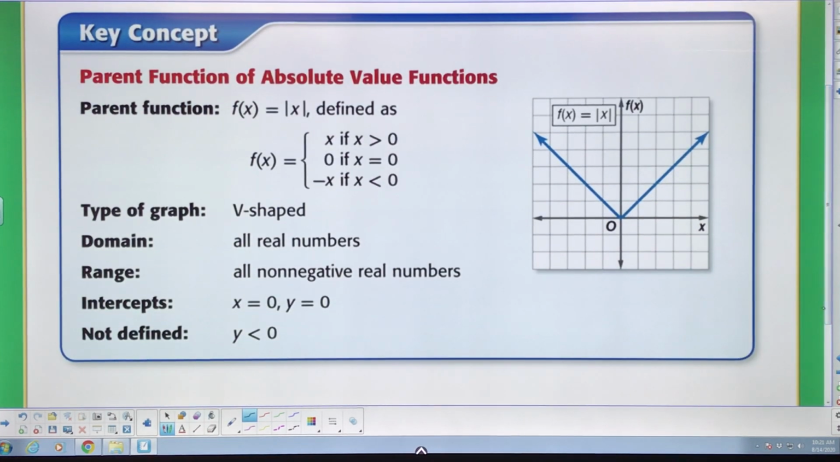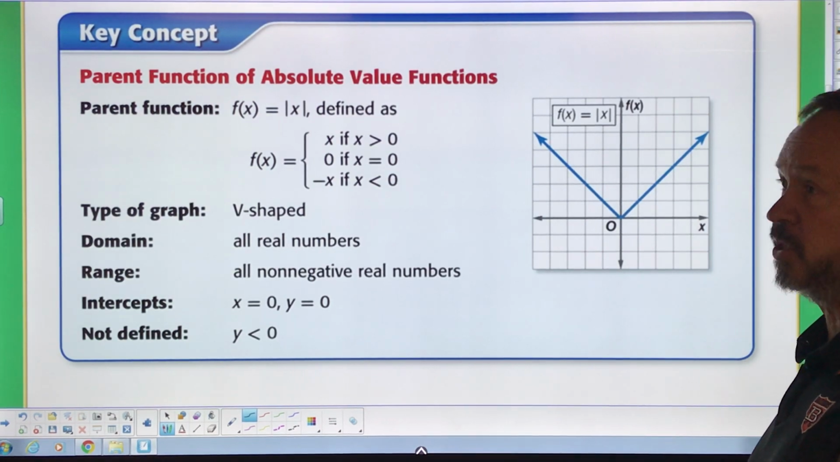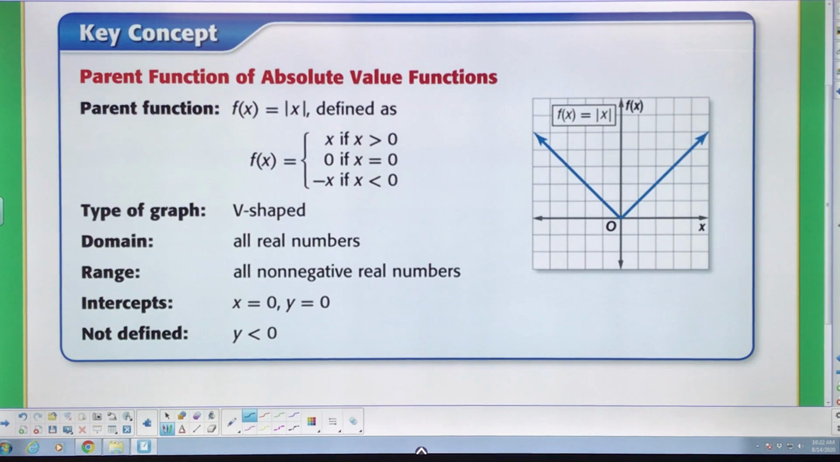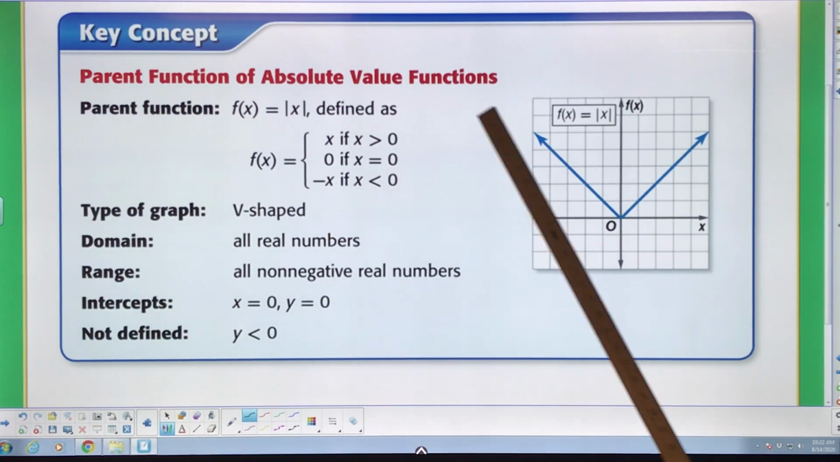All right, parent function of absolute value functions. Absolute value functions is something we're going to use a lot. We talked about absolute value in previous courses, and even in elementary school, but thinking about the graph of it, the graph of it looks like a V. Type of graph is V-shaped.